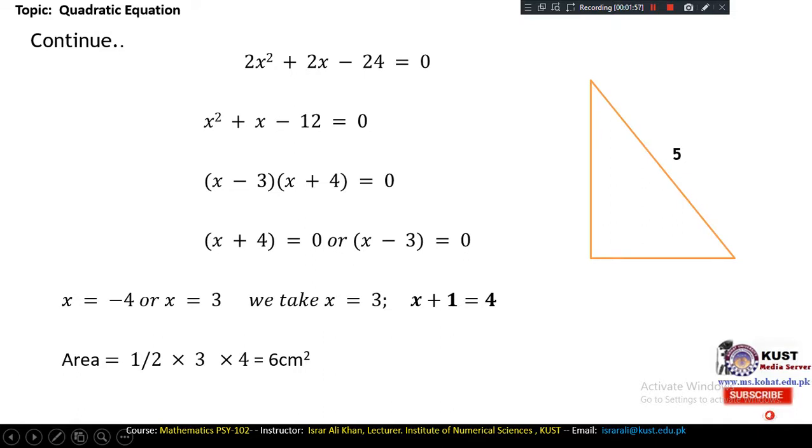Now to find the area, we know that the area of a right triangle is equal to half of height multiplied by base. So 1/2 × 3 × 4 is equal to 6 centimeters squared. So this is the area of the triangle, whose longest side, meaning the hypotenuse, is 5, and the other two sides are 3 and 4 respectively.